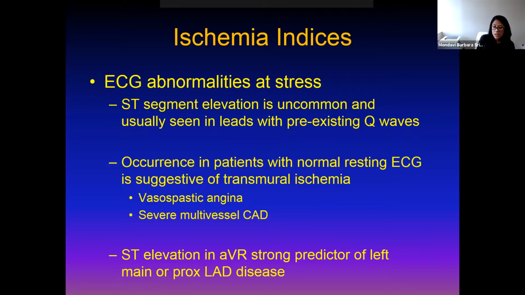ST elevation can be seen, but it's usually uncommon, and oftentimes when we do see it, it's usually in pre-existing leads that have Q waves already and doesn't usually suggest ischemia. However, in a patient who has a normal resting ECG, it can be indicative of transmural ischemia. When we do see this, it's usually suggestive of either vasospastic angina, so coronary spasm, or that the patient may have severe multivessel coronary disease.